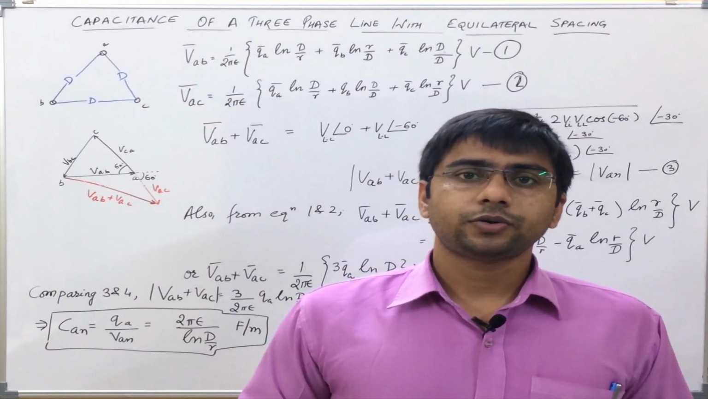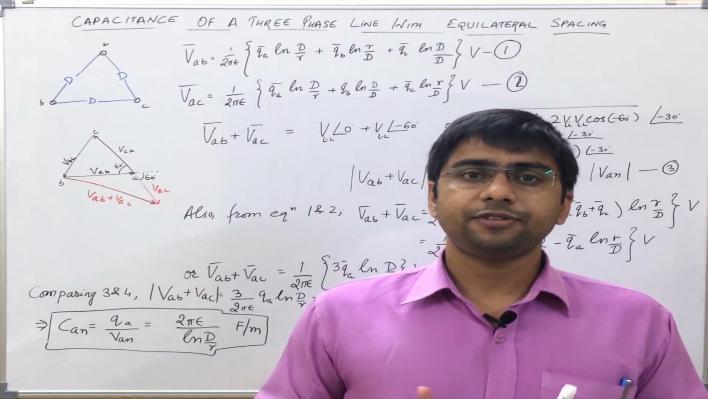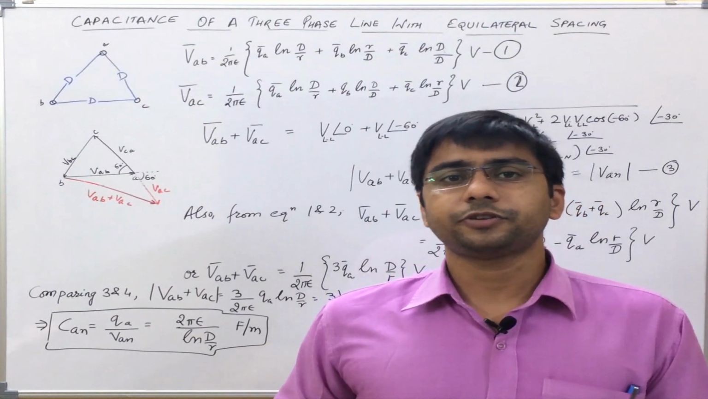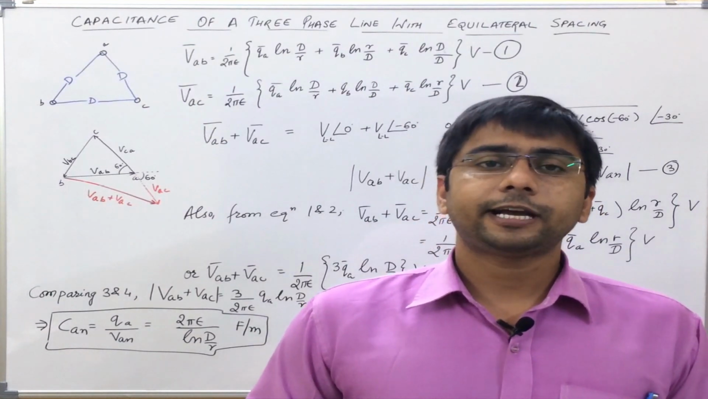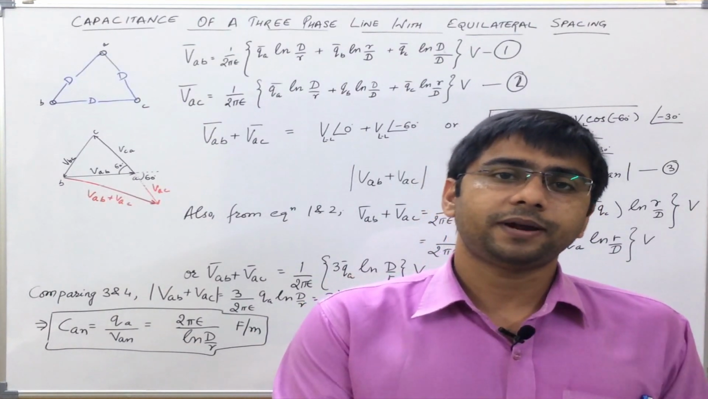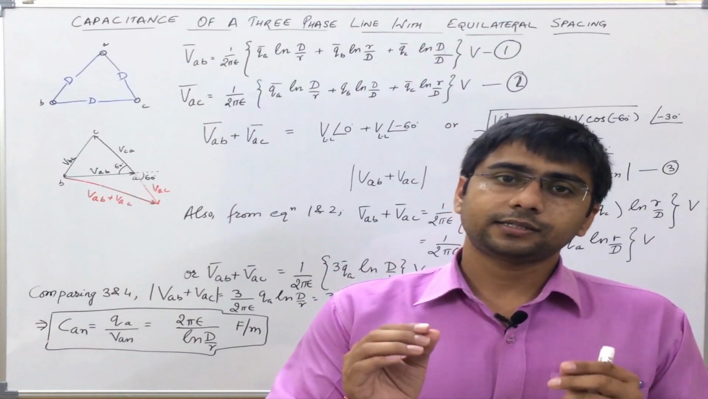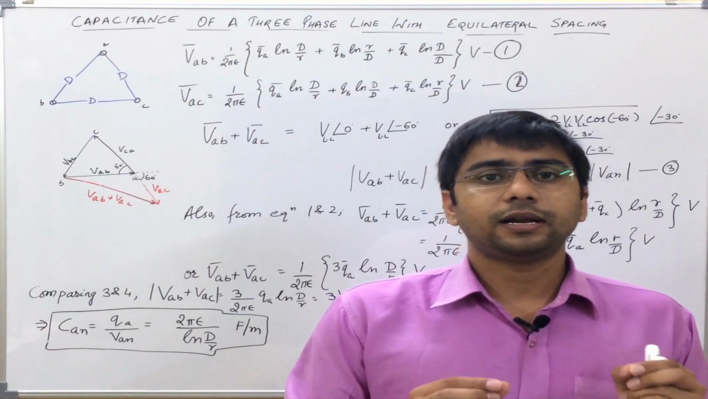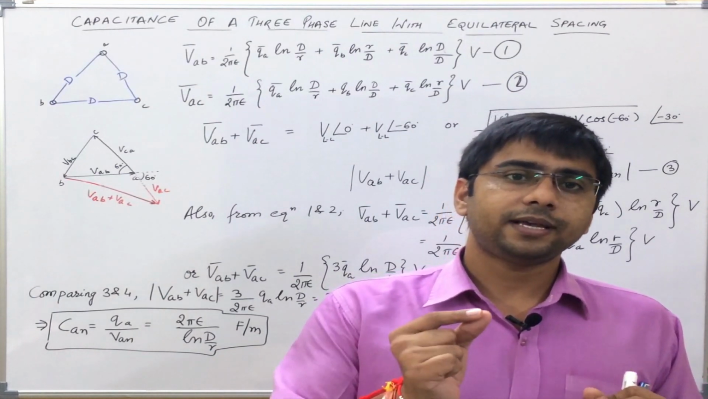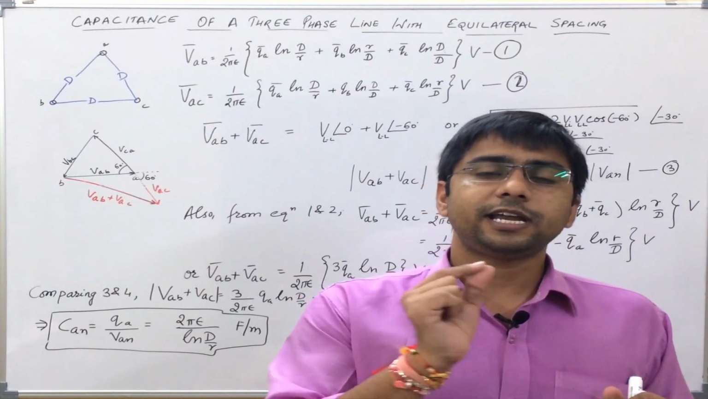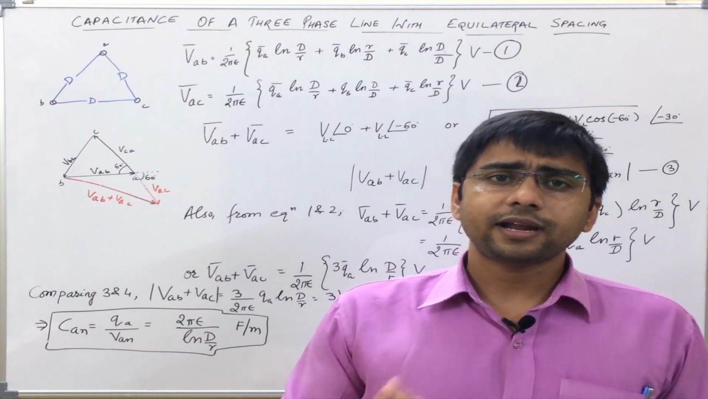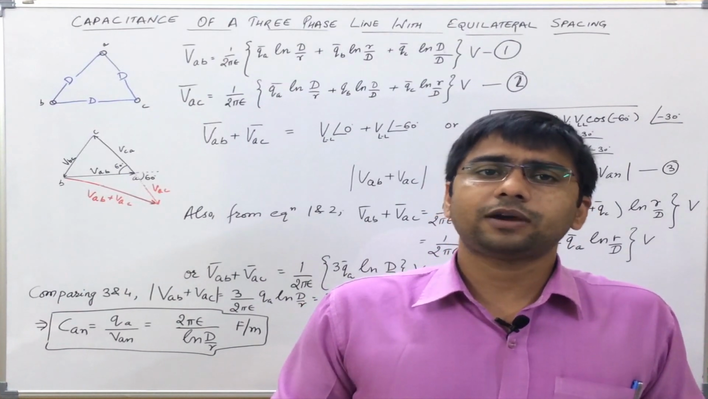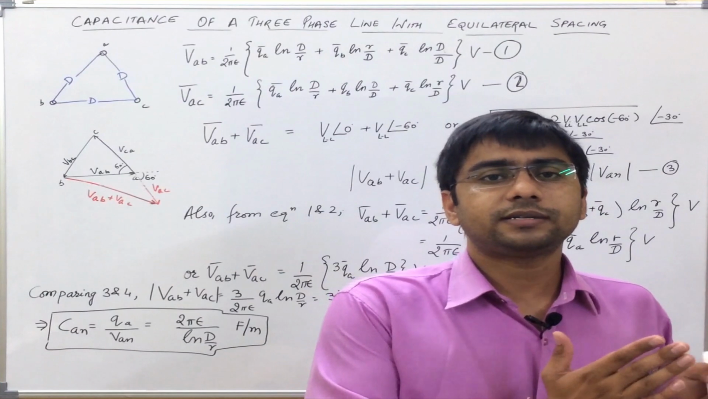Hello everyone. Today in our lecture we will derive the expression for the capacitance of a three-phase transmission line when the conductors are equilaterally placed. That is, the conductors have the distances between them same or equal. That is, they are placed on the vertices of an equilateral triangle.